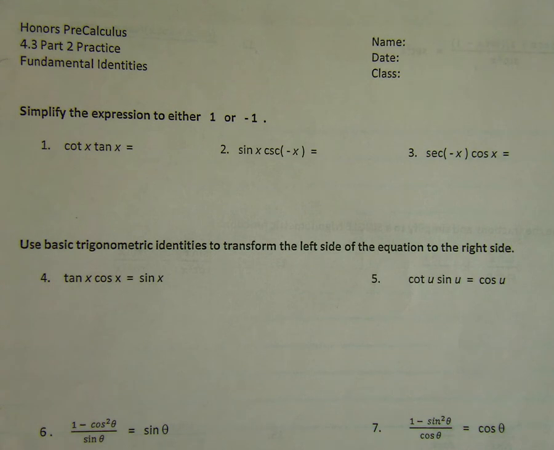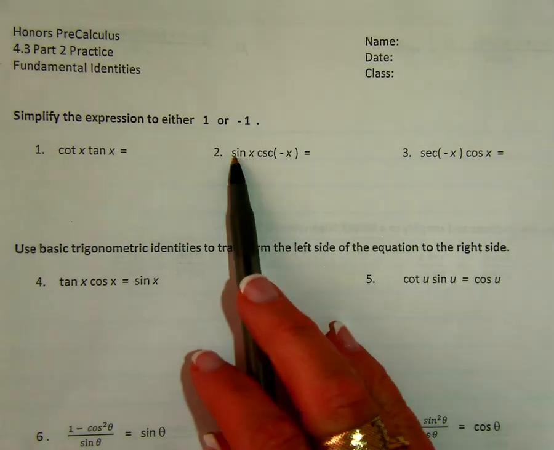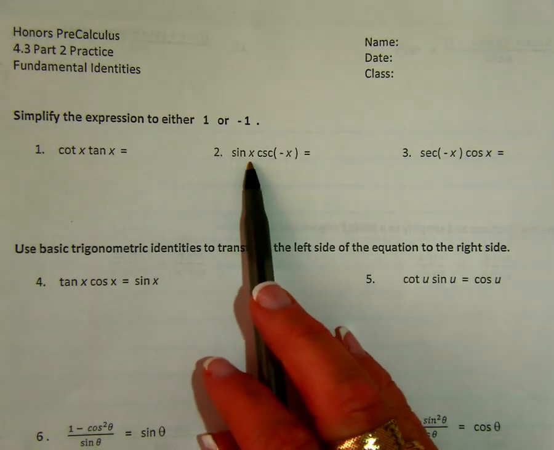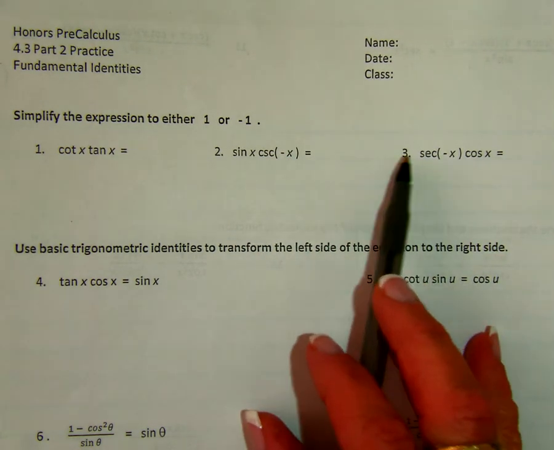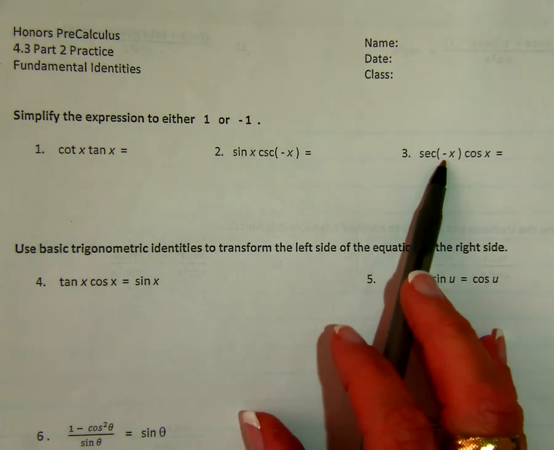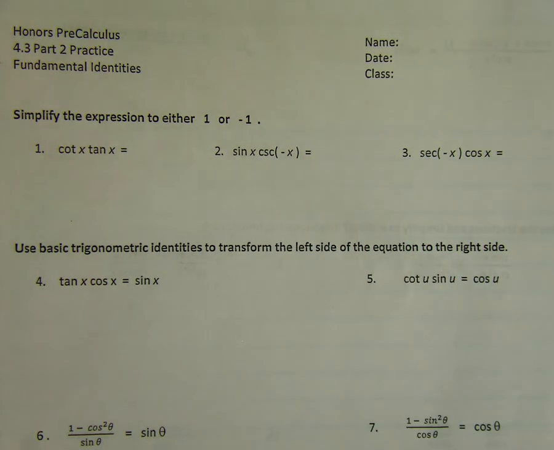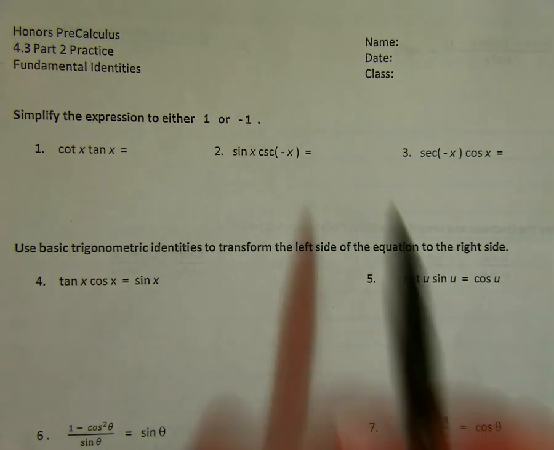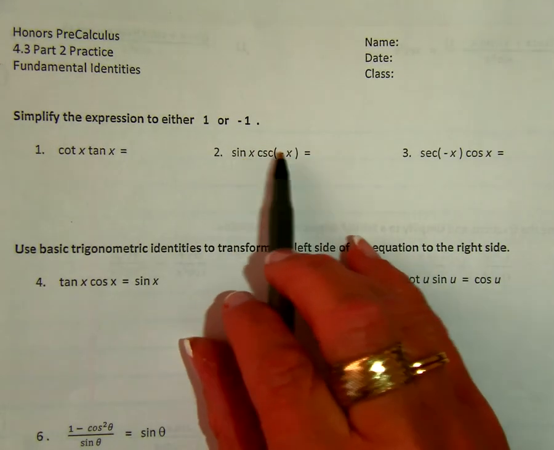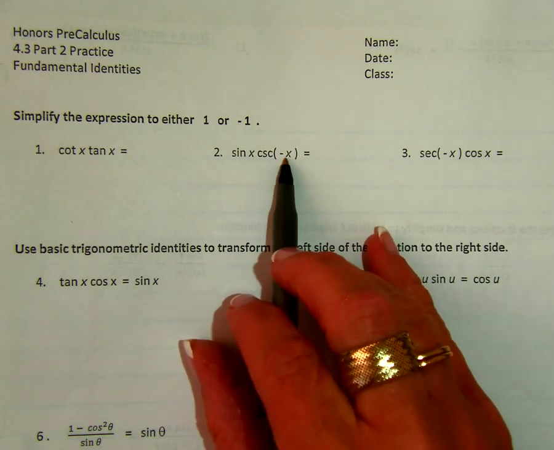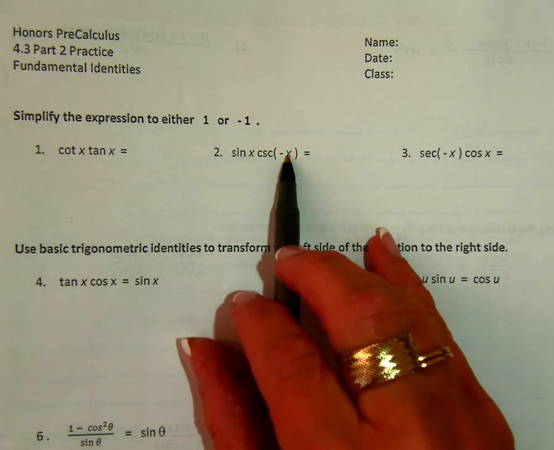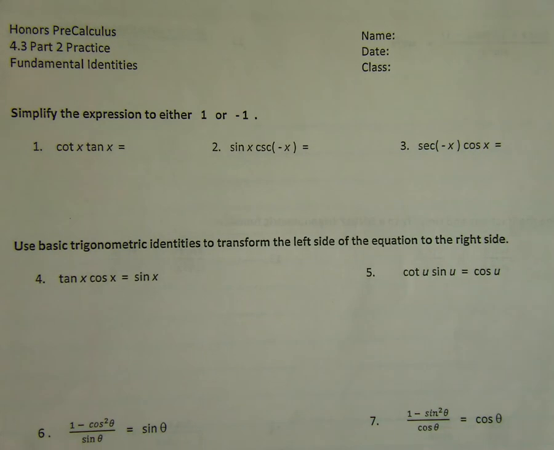problems like that. So in problem 2, I see that I have the sine of positive x and the cosecant of negative x, whereas in problem 3, I have the secant of negative x multiplied by the cosine of positive x. When you're working with identities, the argument of the trig function, meaning the angle, needs to be the same. So if one is positive x, the other should be positive x as well.